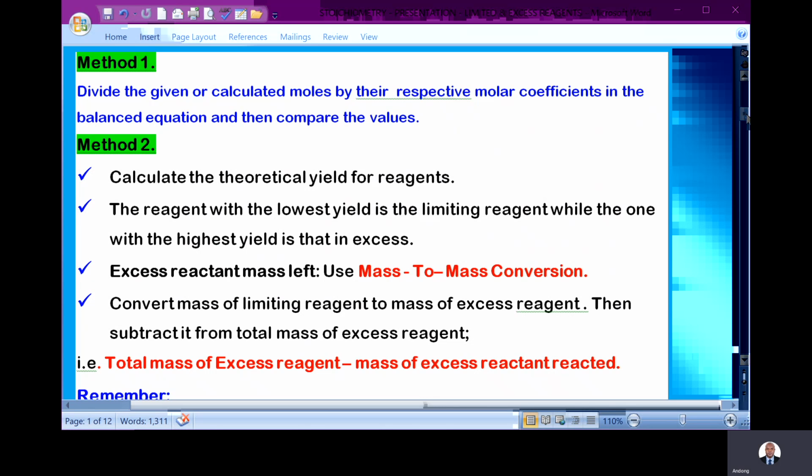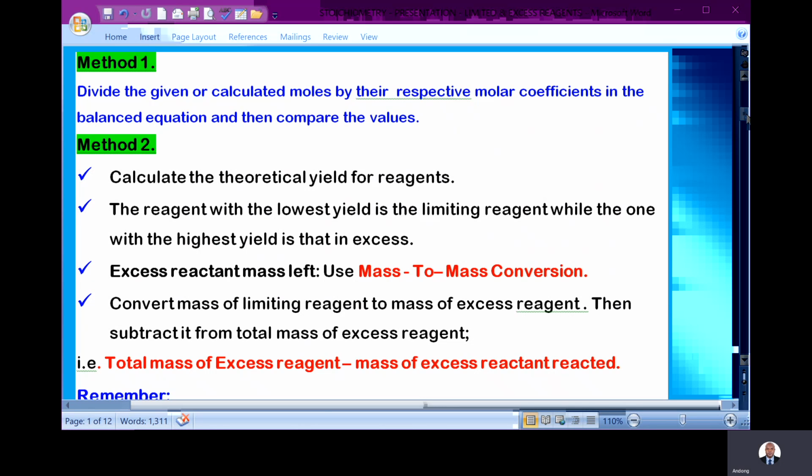Method number two, you can use this other method in determining the limiting reagent. This is by doing what we call mass to mass conversion. You have to convert the mass of one reactant to the mass of the other reactant. There are four stages in this.